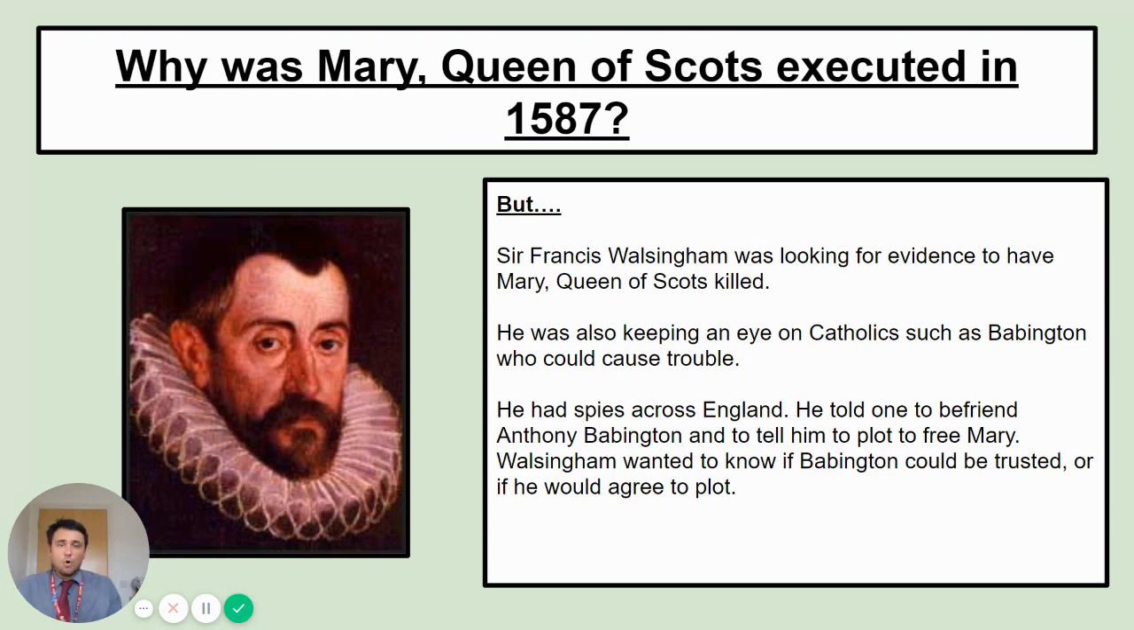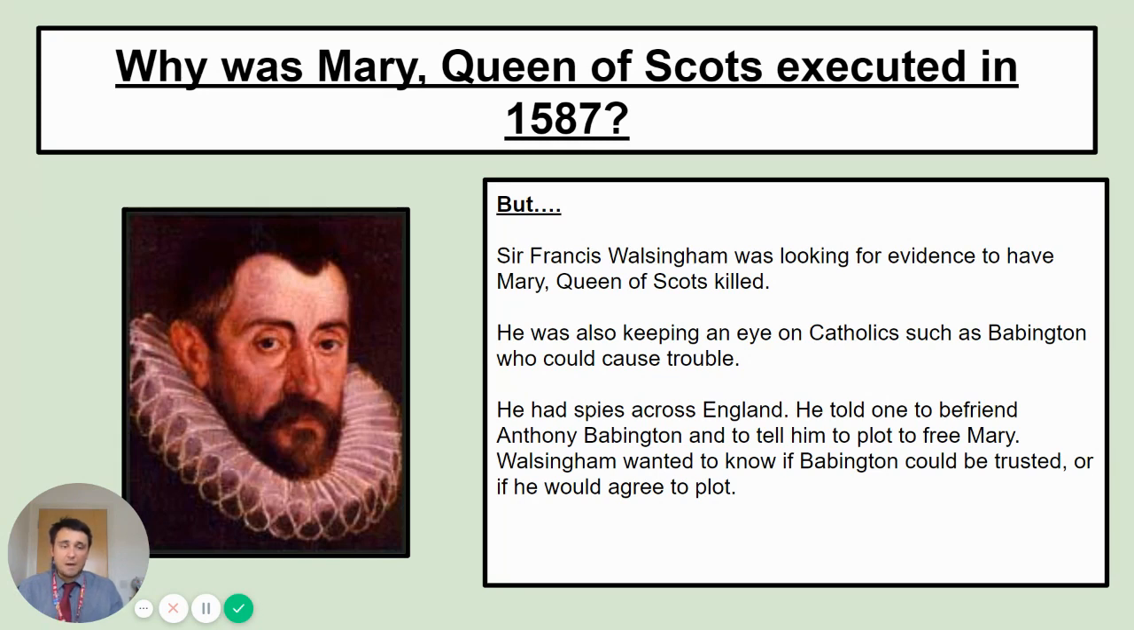And he had spies all across England. Walsingham has a network of spies. He's monitoring anyone he thinks could be an enemy to Elizabeth. He's a very hard-working, very clever man. And what he did was he told one of his spies to befriend Anthony Babington and tell him to plot to free Mary, to encourage Babington to take part in his plot.